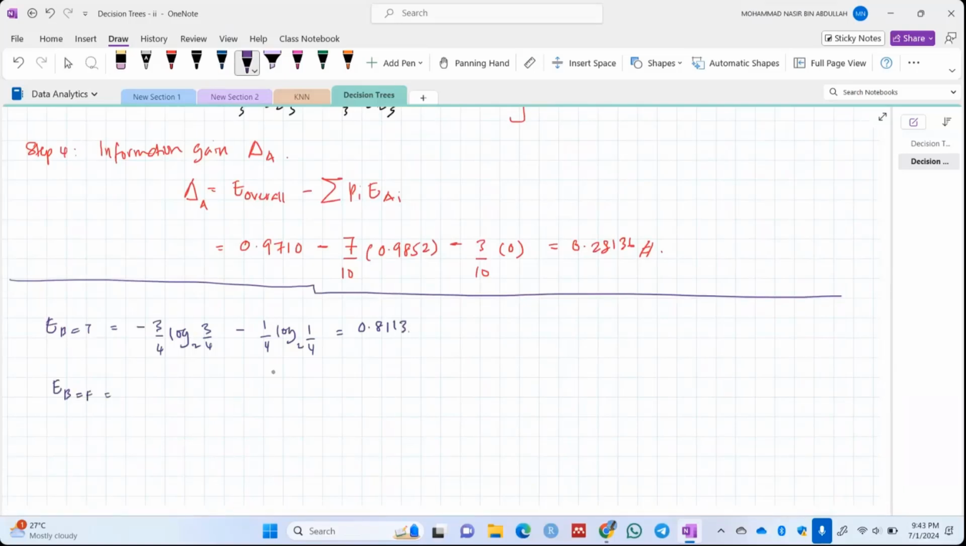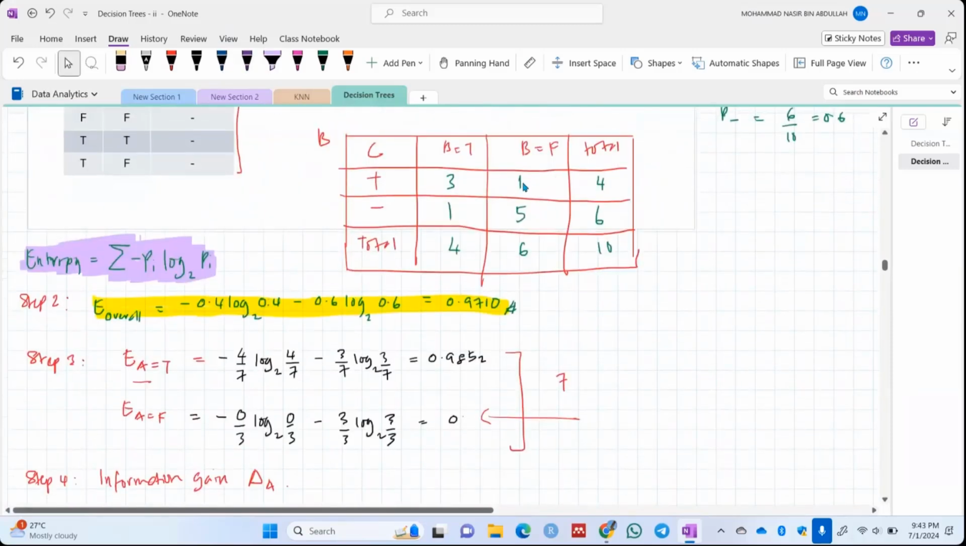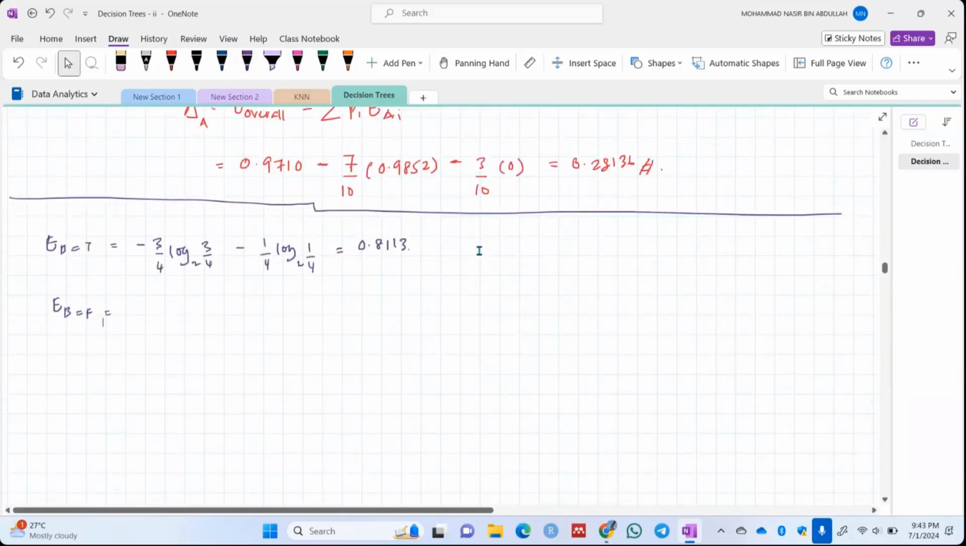B equal to false. We have 6, 1 over 6 for true, 5 over 6 for false. So negative 1 over 6 for positive class, log 1 over 6 base 2. For negative class, 5 over 6 log 5 over 6 base 2. So this one should be 0.6500. So next step, we need to find the information gain for B.